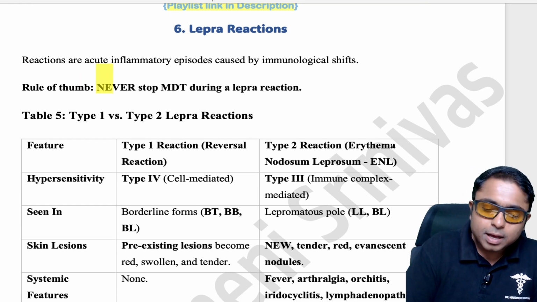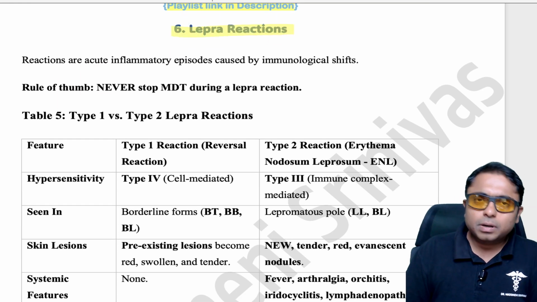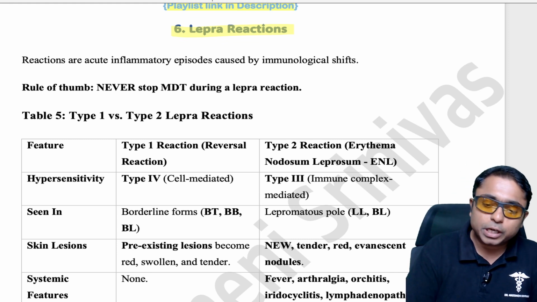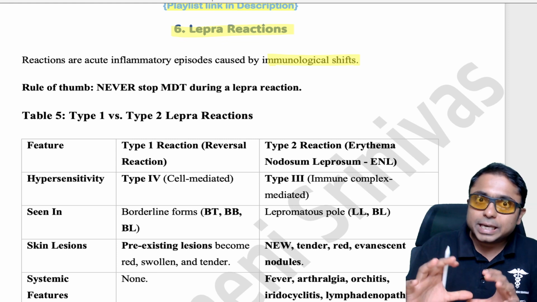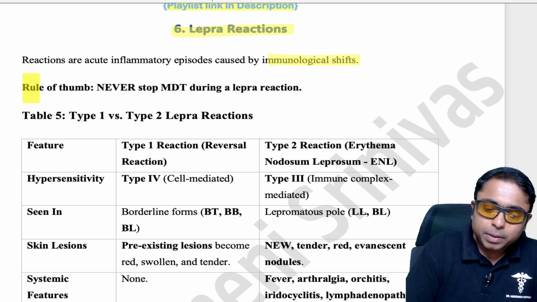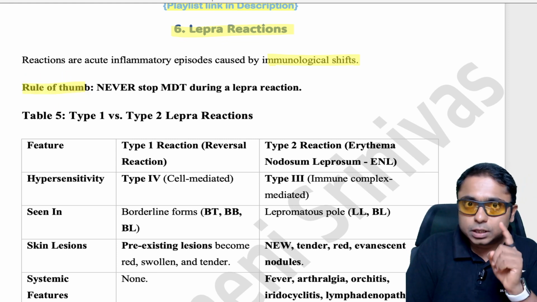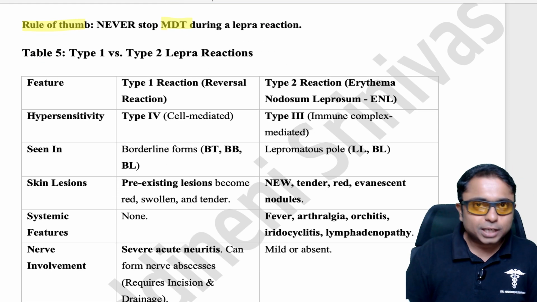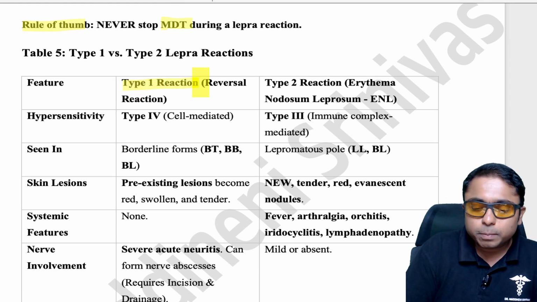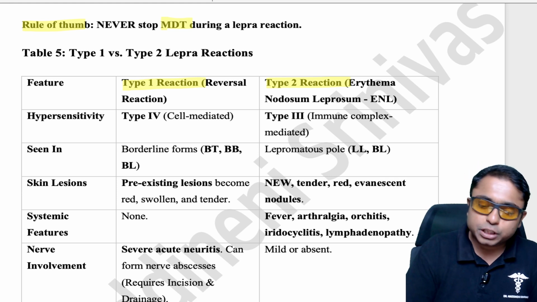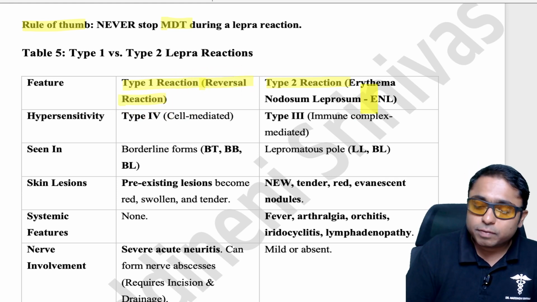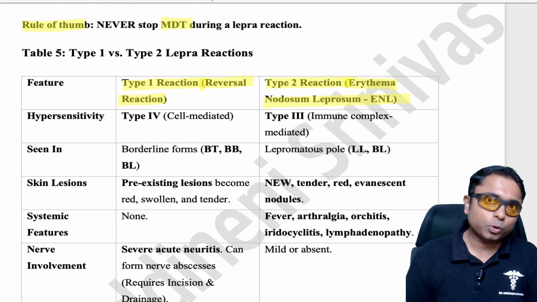Coming to the lepra reaction, remember leprosy is a very chronic disorder, but in that there are going to be some episodes of acute inflammation which are because of the immunological shifts. Remember the rule of thumb: never ever stop the MDT during a lepra reaction. And what are the lepra reactions you have to remember? There are two important ones, 1 and 2. Type 1 reaction is also called a reversal reaction, whereas type 2 is called erythema nodosum leprosum.